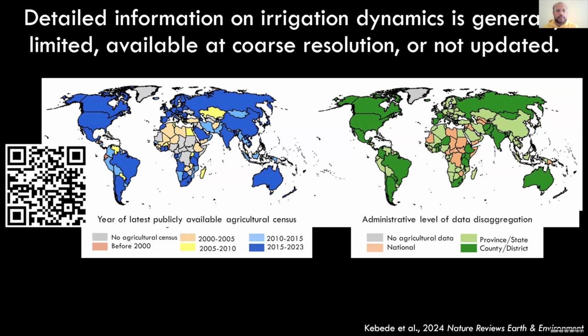We have conducted a review study, which is published in Nature Reviews Earth and Environment, which shows that most of the irrigation production data sets are available at a coarser resolution, mostly at national level. Also, subnational information might be available in some developed regions. And most of the census reports, which are the main source of such information, particularly in developing regions, have not been updated for the last 20 years, which makes it very challenging to provide accurate and timely information on how irrigation patterns have evolved throughout the years.